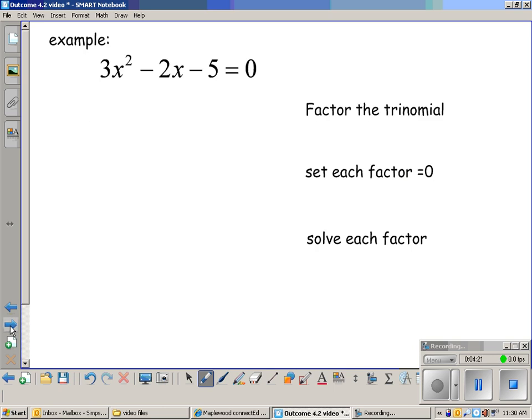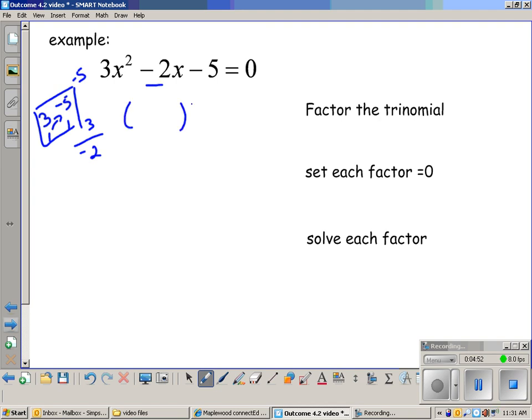So example number 1, 3x squared minus 2x minus 5. The first step is to factor this polynomial. So again, I can use my box method. In the box method, we'll have 3 and 1 as factors of 3, and negative 5 and 1 as factors of 5. 1 times negative 5 is negative 5. 3 times 1 is 3. Adding is negative 2, which is what I want.